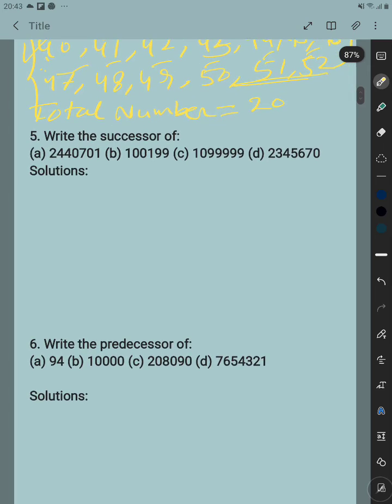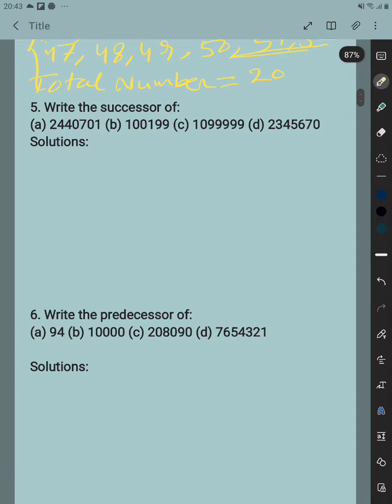Anyway, so let's go to question number 5. What question number 5 is saying is to write the successor of each one. Successor means plus 1, predecessor means minus 1. So for the first one, we need to write 2440701 plus 1. Okay, so we'll find the successor: 2440702.